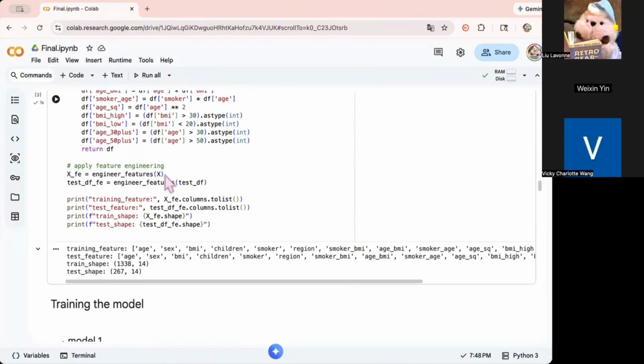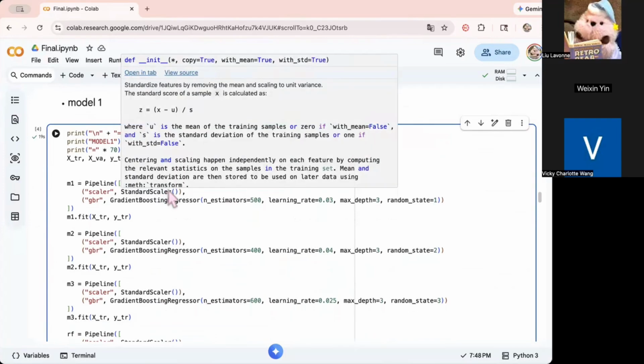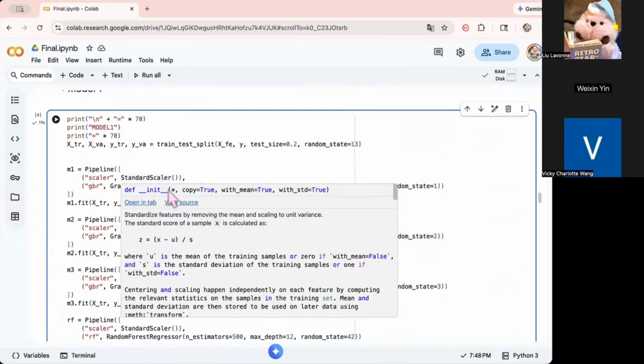Second, we use ensemble models to improve generalization instead of relying on one model. We trained multiple regressors such as several gradient boosting models and random forest, and then combined the predictions. This helps reduce variance and makes the results more stable on new data.